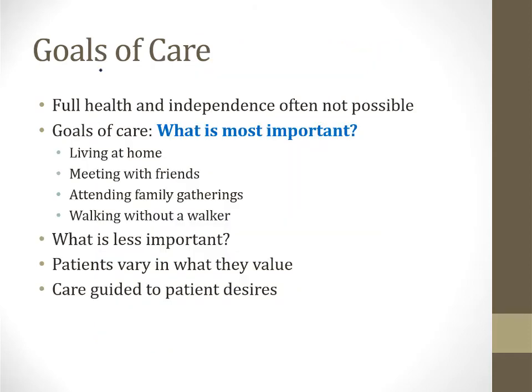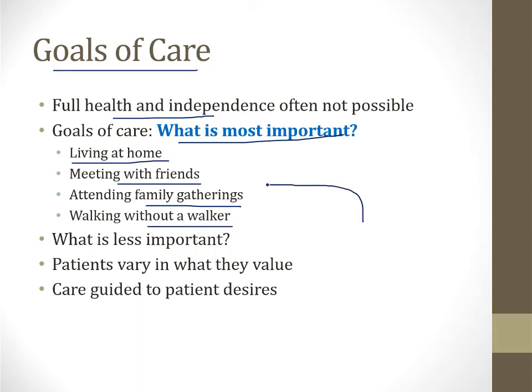You should be familiar with the term goals of care. For many elderly patients, full health and independence is not possible. Patients just can't go back to being the same that they were when they were 18 years old. So goals of care is the process of determining together with your patient what is most important. Maybe the most important thing is living at home and not going to a nursing home. Maybe the most important thing is meeting with friends or attending family gatherings or walking without a walker. If you can figure out these things, you can focus the care on those items.